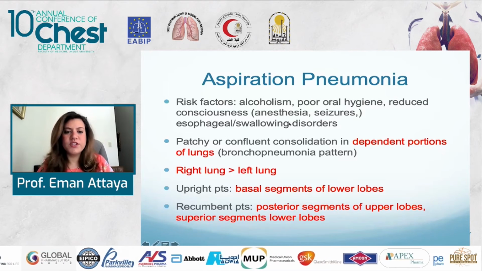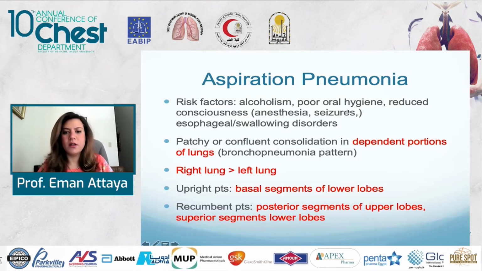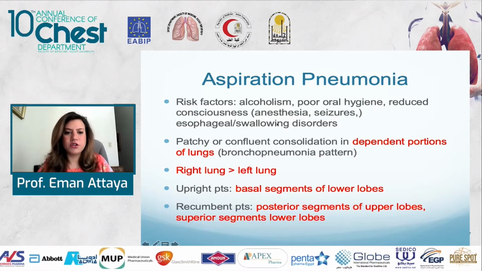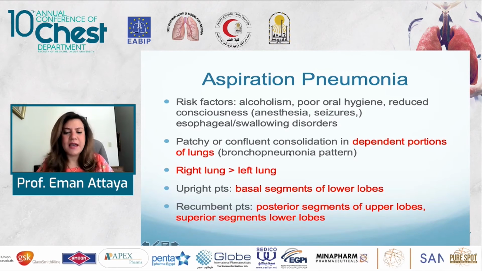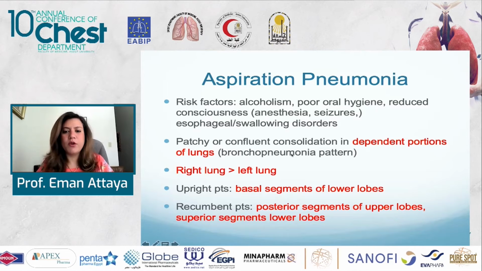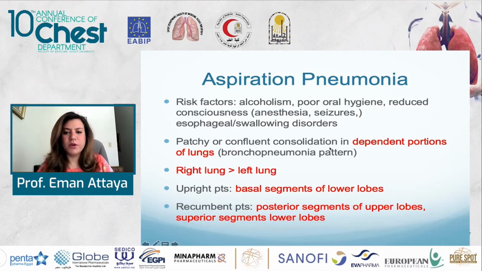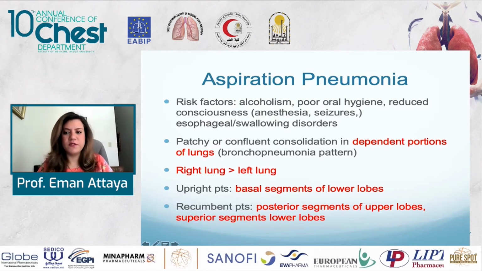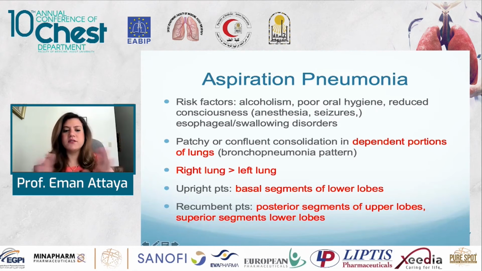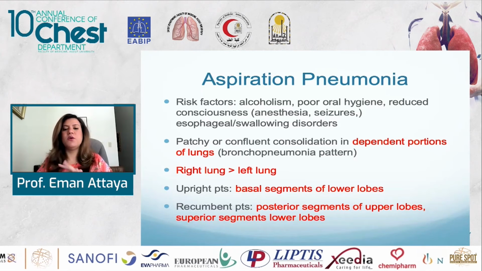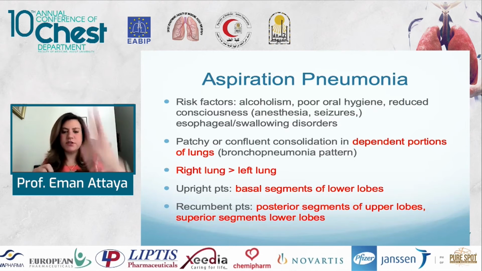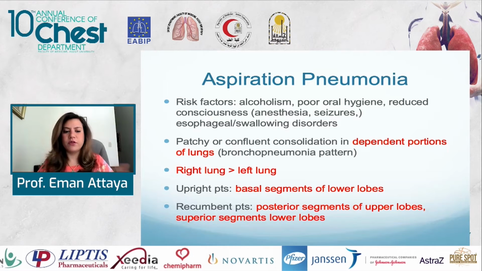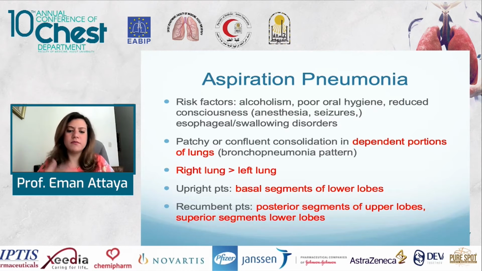Aspiration pneumonia, risk factors: alcoholism, poor oral hygiene, reduced consciousness, esophageal or swallowing disorders. Aspiration pneumonia is basically a bronchopneumonia pattern, patchy or confluent consolidation in the dependent portions of the lungs. Usually the right lung is involved more than the left because the right main stem bronchus is more vertical than the left. So aspirate tends to fall in the more vertical portion of the lung.